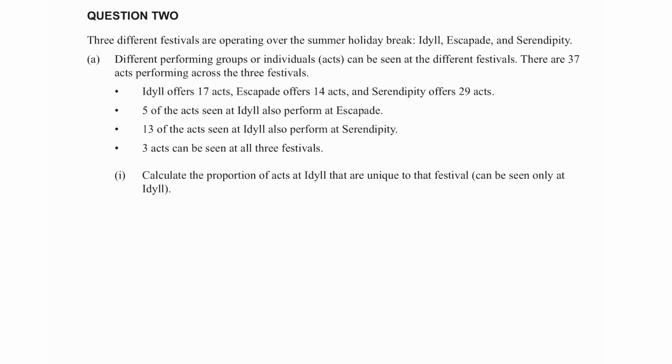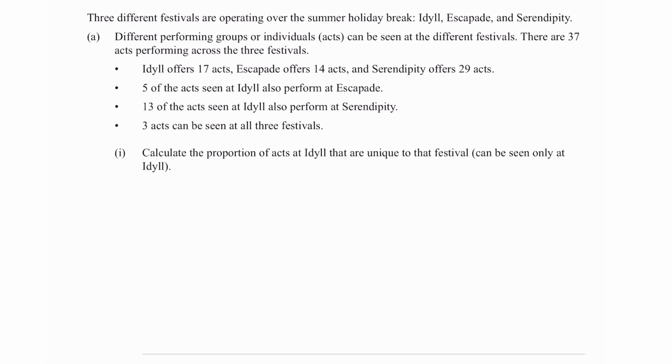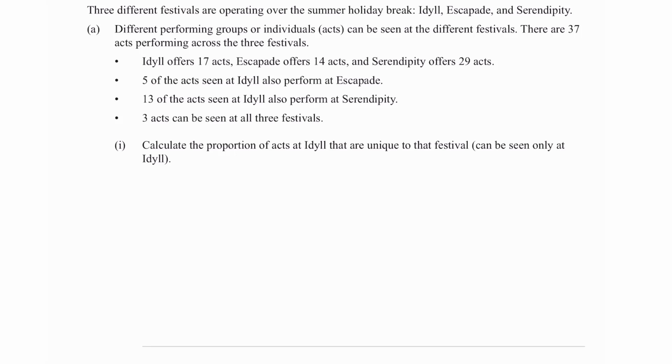There are 37 acts performing across the 3 festivals. Idle offers 17 acts, Escapade offers 14 acts, and Serendipity offers 29 acts. 5 of the acts seen at Idle also perform at Escapade. 13 of the acts seen at Idle also perform at Serendipity. 3 acts can be seen at all 3 festivals. Calculate the proportion of acts at Idle that are unique to that festival.